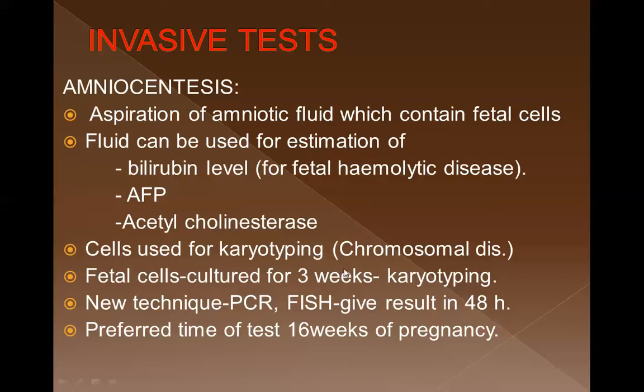Cells used for karyotype chromosomal disease, fetal cell cultured for 3 weeks for karyotyping. There is a new technique اللي هو PCR والفيش give result in 48 hour. Preferred time for test هو 16 week of pregnancy، يعني better time for performing amniocentesis هو 16 week of gestation of pregnancy.